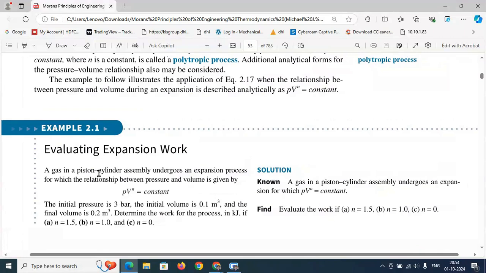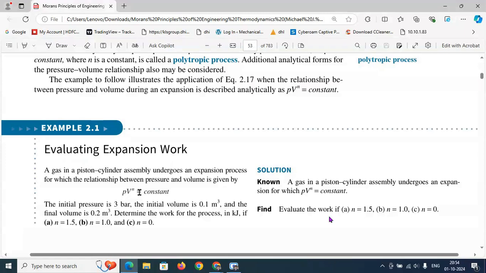Same example is taken here. A gas in a piston cylinder assembly undergoes. So we have to assume that the piston can slide inside the cylinder and it is a closed system. This first assumption should come to mind. Assembly undergoes an expansion. Now what is happening? The piston is moving from small volume to higher volume. That is called expansion.